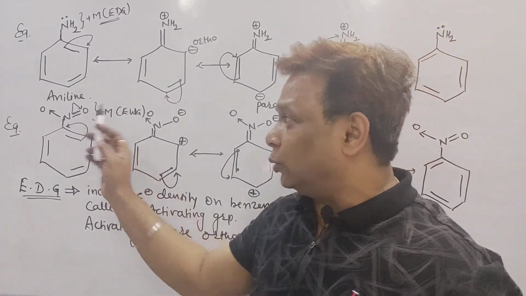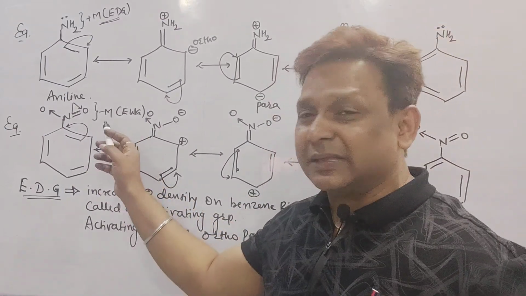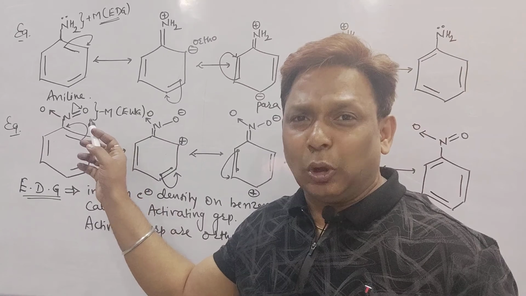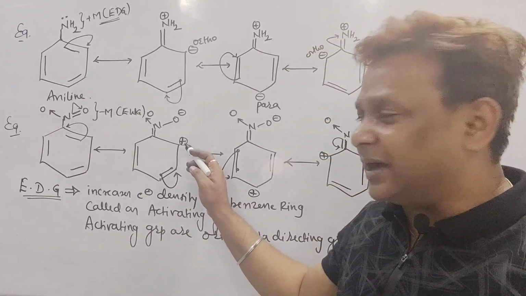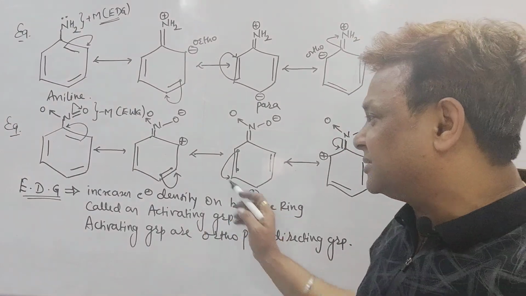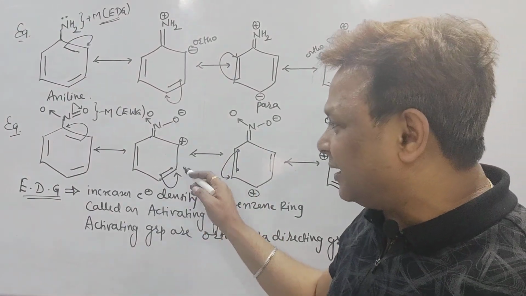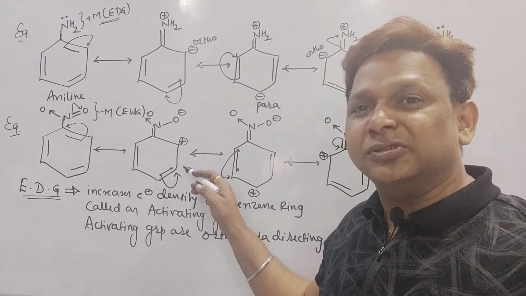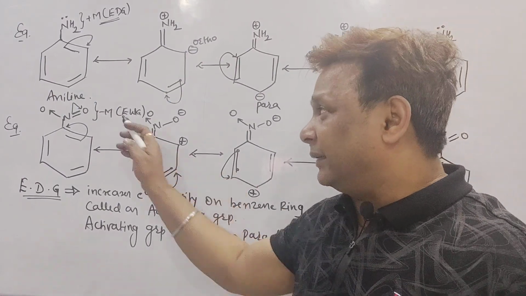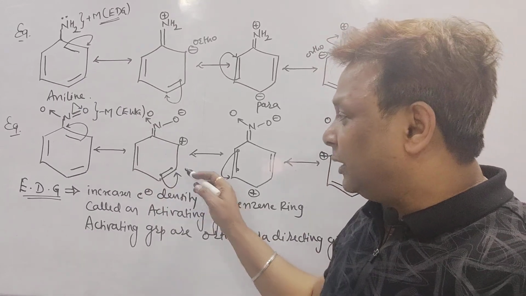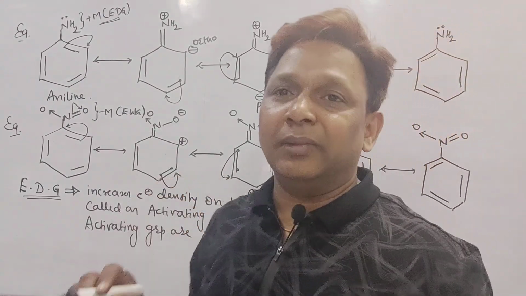But when the electron withdrawing group is there, and you want to add the electrophile, where can you add it? Because already in ortho there is a positive charge and para also has a positive charge. So with respect to ortho and para, obviously your meta position will have a high electron density, and in that case, wherever an electron withdrawing group is there, your electrophile can attack only at the meta position.